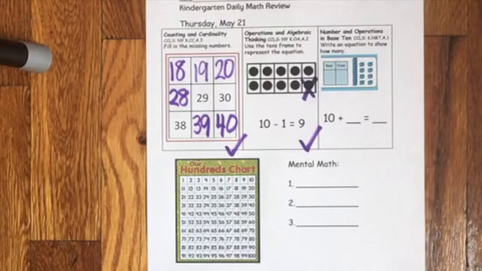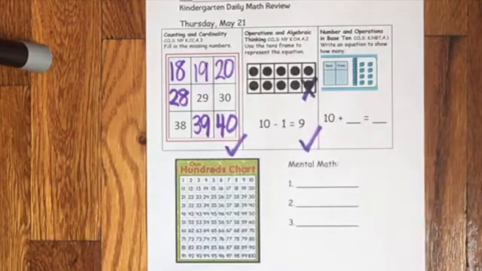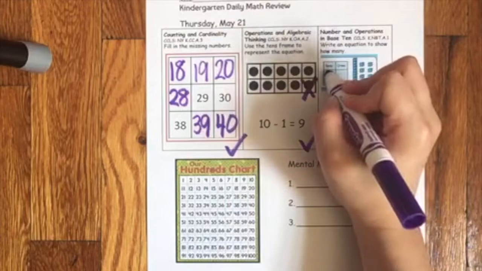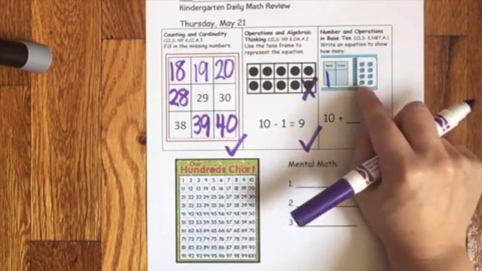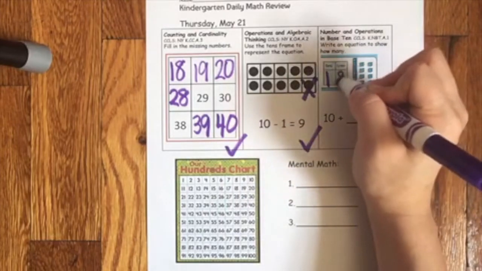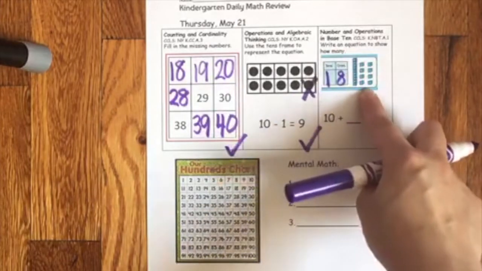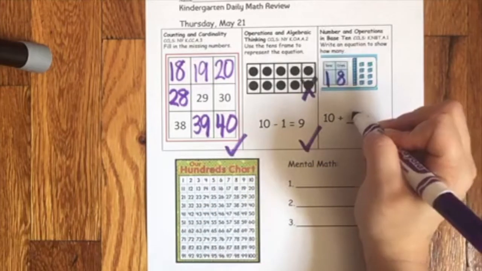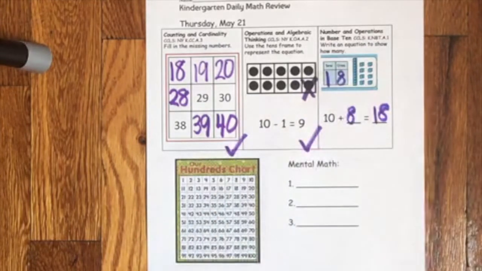Alright, so now it says write an equation to show how many. Okay, so we have some tens and ones. Let's see. How many tens do I have? Right, I have one long 10, so I have 1. And then how many ones are there? 1, 2, 3, 4, 5, 6, 7, 8. So there's 8 ones. Now let's write an equation. 10 plus 8 equals 18. Did you get that?